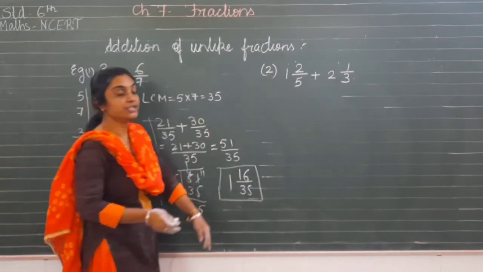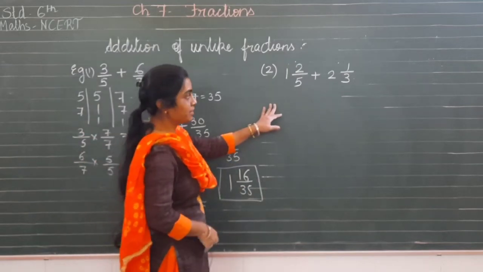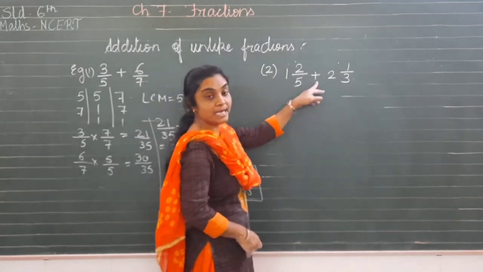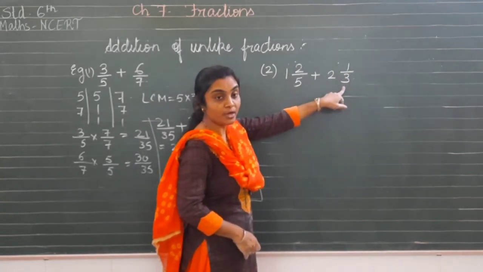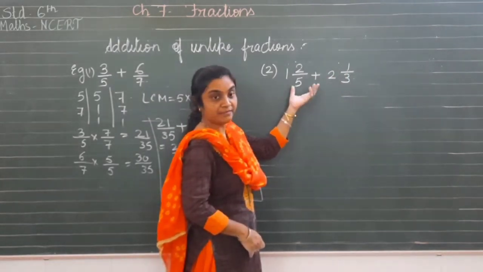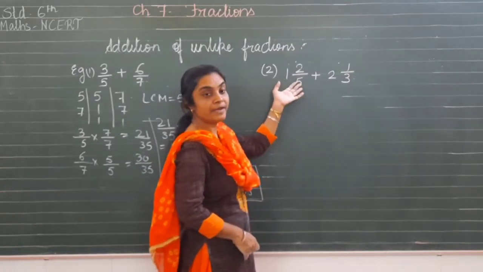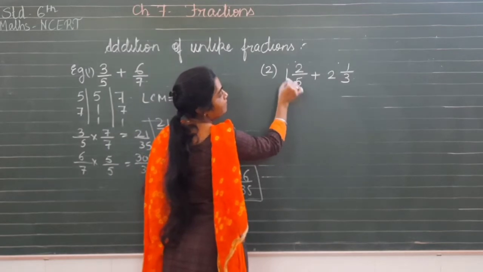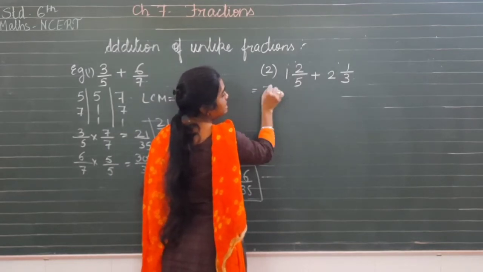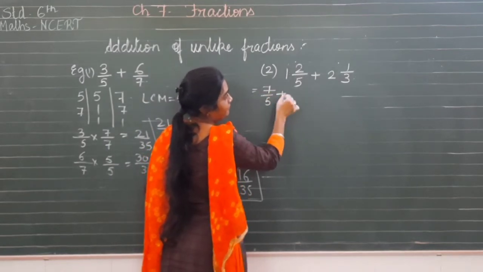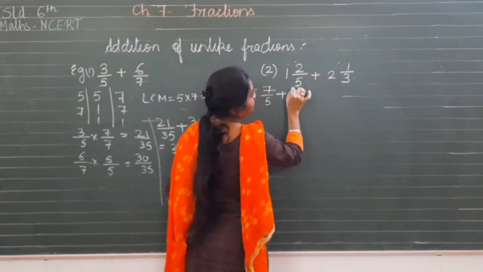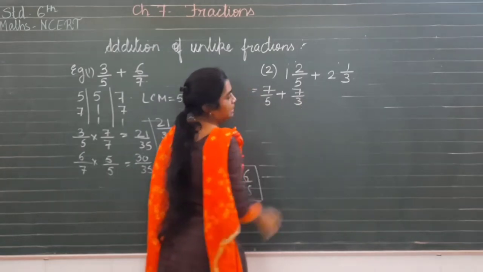Now let us see the addition of mixed fractions. First is 1 integer 2 upon 5 plus 2 integer 1 upon 3. These are unlike fractions, and we have to add them. First of all, we need to convert into improper fractions. According to the rule, 5 ones are 5, 5 plus 2 is 7 upon 5. 3 twos are 6, 6 plus 1, 7 upon 3.